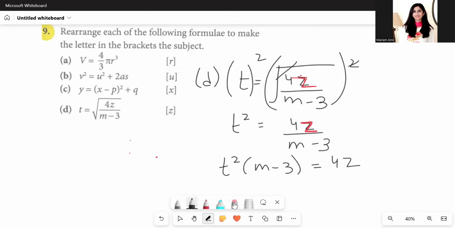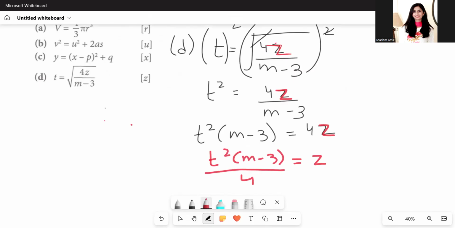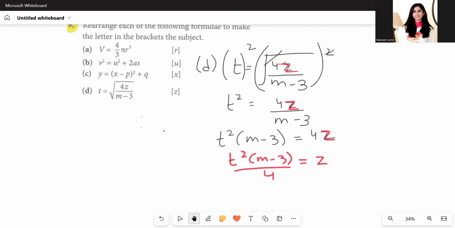m minus 3 was dividing. Now m minus 3 is multiplying. Okay, now you don't need to expand this. There's no point in expanding this. Yes, just move 4 to the other side. So in the last step, we can do t squared times m minus 3 whole divided by 4, like this. Even if you write a small 1/4 over here, that's also allowed. Okay? It's the same thing. Or you write it like this. Okay, this was part D.